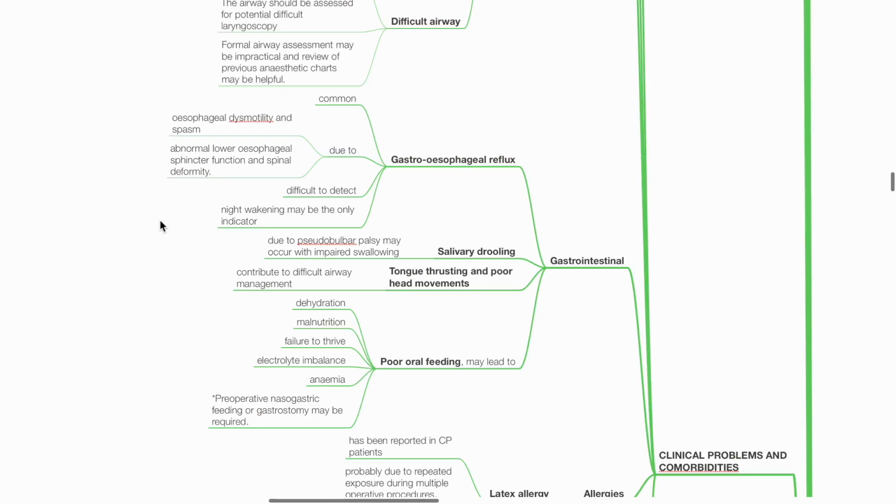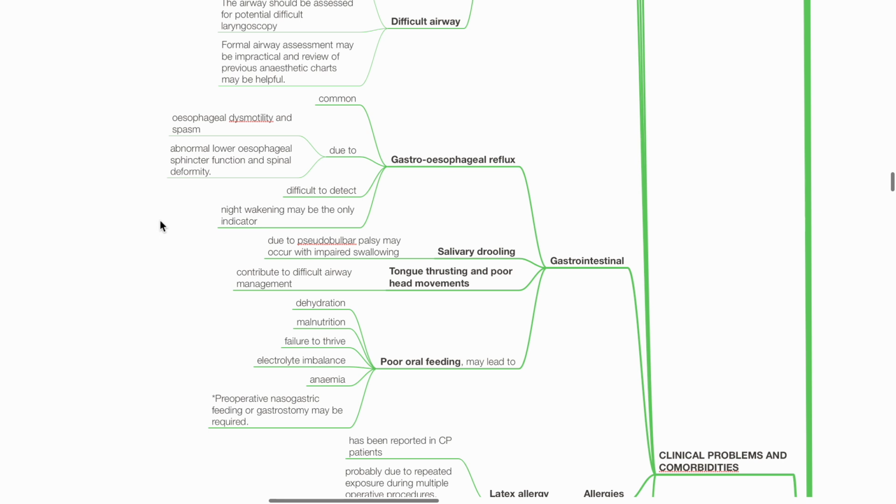GI problems include GE reflux, which is common. This is due to esophageal dysmotility and spasm, abnormal lower esophageal sphincter function, and spinal deformity. GE reflux is difficult to detect. Night wakening may be the only indicator. Salivary drooling may be caused by pseudobulbar palsy, which may also occur with impaired swallowing. Tongue thrusting and poor head movements may contribute to difficult airway management.